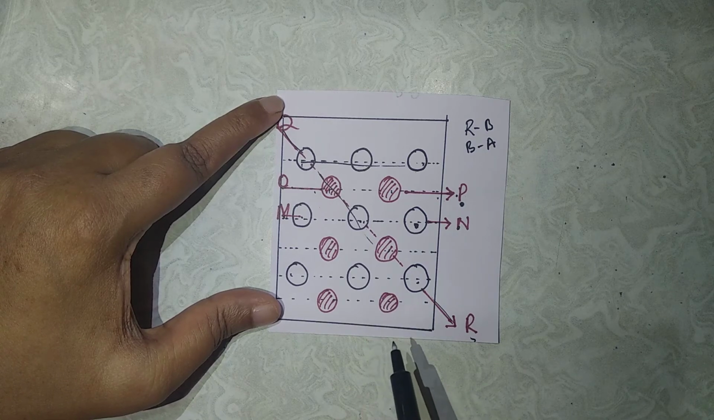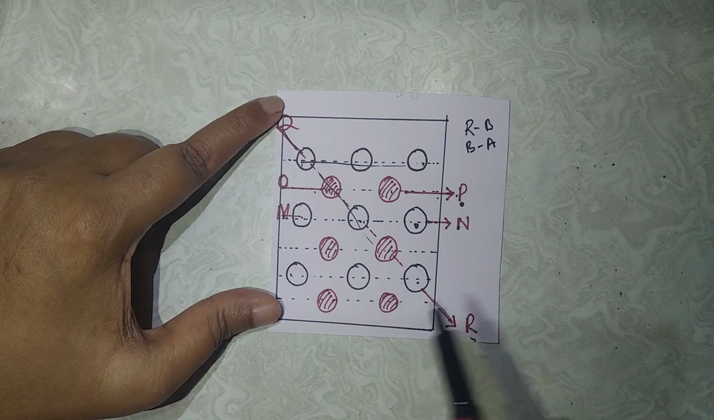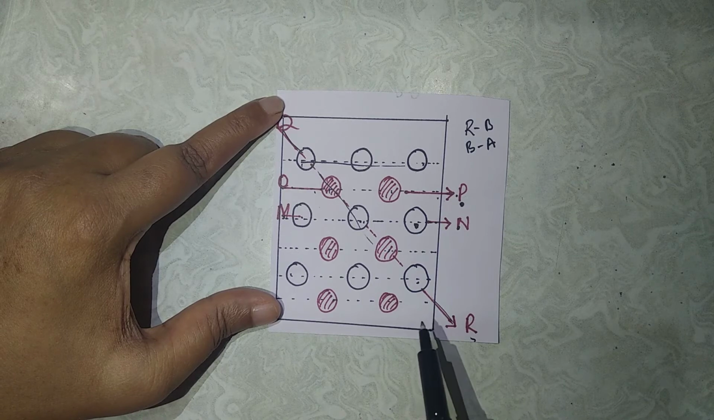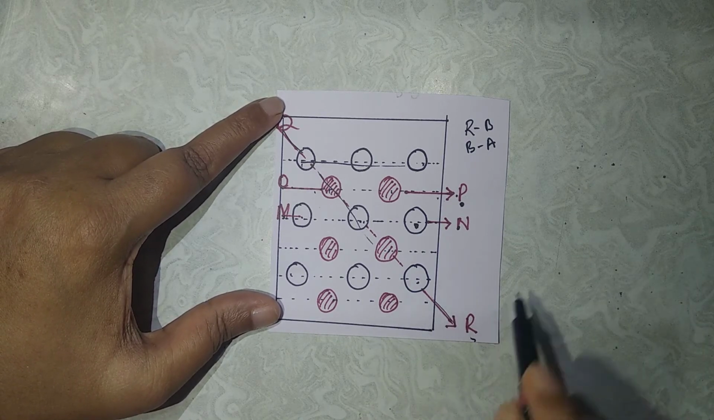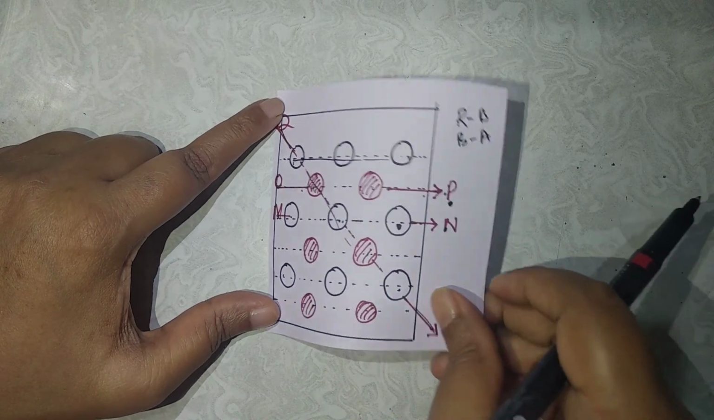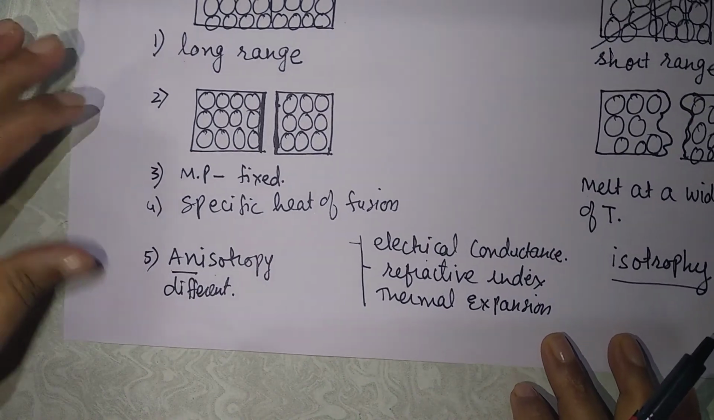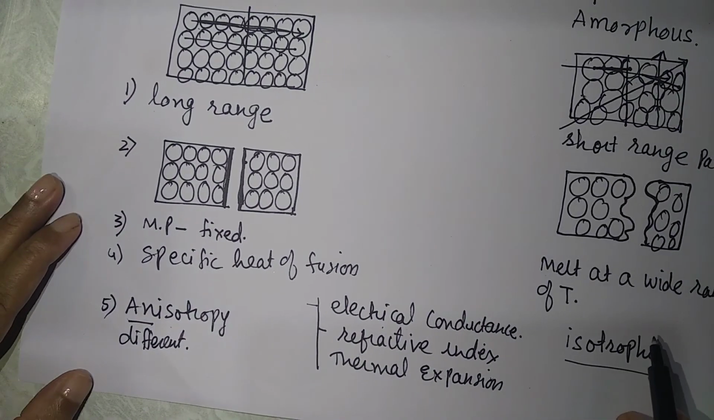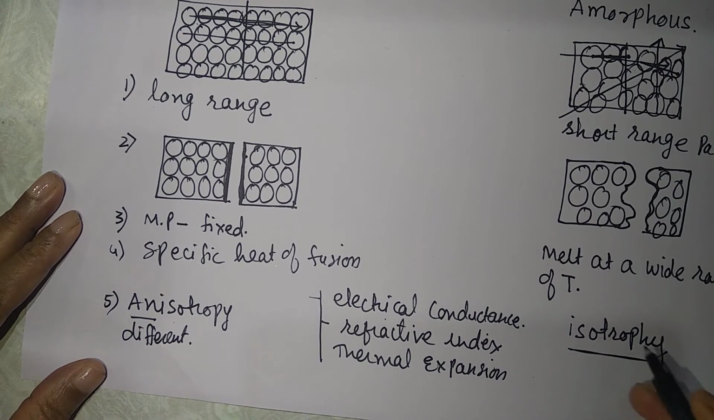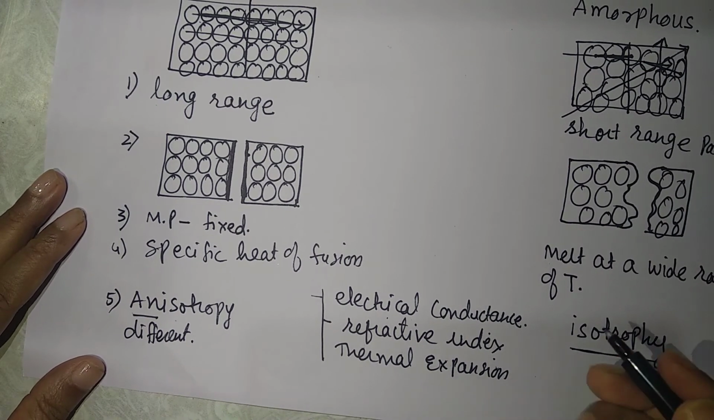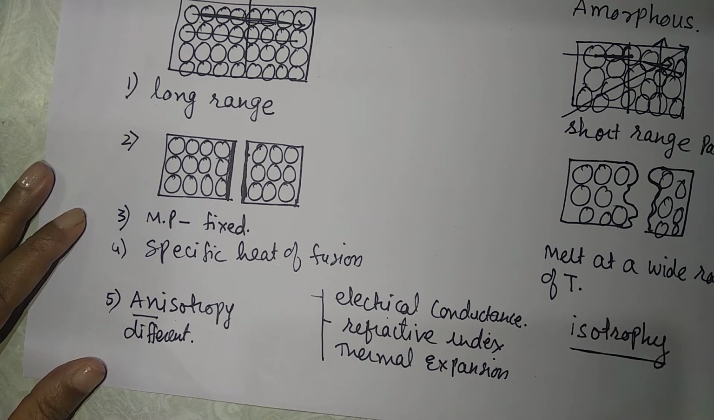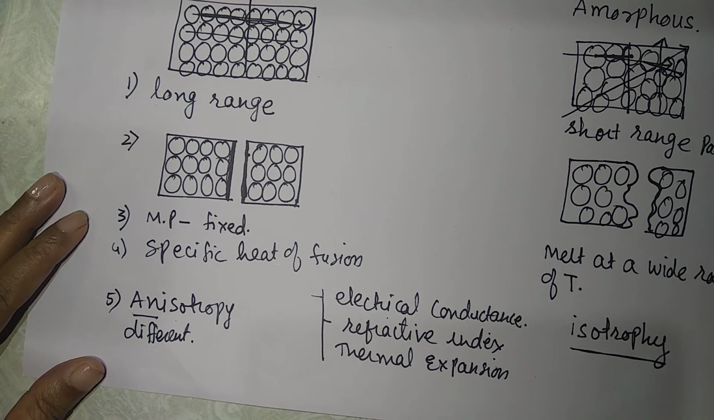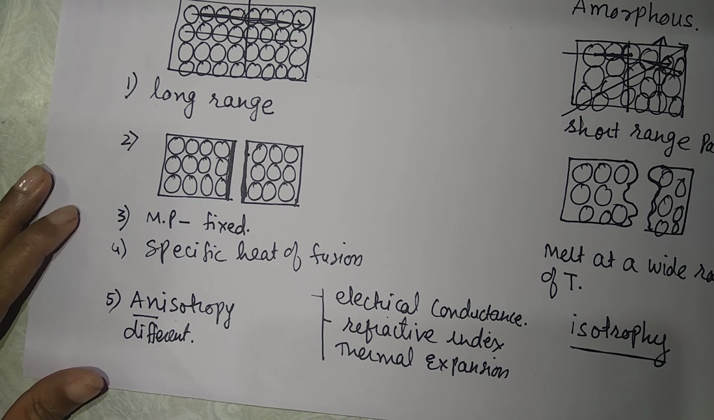This type of property which changes along the direction of observation, that is called anisotropy. So this type of anisotropy is seen in crystalline solids. So that is what the next point is, that crystalline solids, they are anisotropic in nature. While amorphous solids, they are isotropic in nature because they have the same properties whatever is the direction of observation. So this is the major difference between these.